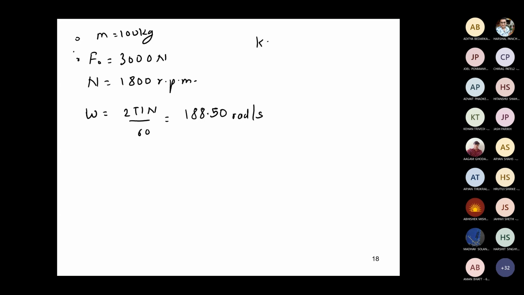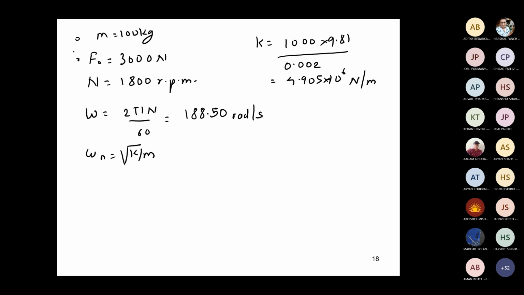Stiffness K is force per unit static deflection. 1000 into 9.81 divided by 0.002. So that is equal to 4.905 into 10 raised to 6 newton per meter. Omega n is square root of K by m, that is equal to square root of g by delta static. That is equal to square root of 9.81 divided by 0.002. So that is equal to 70.04 radians per second.